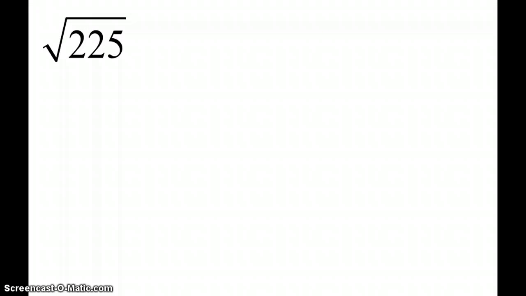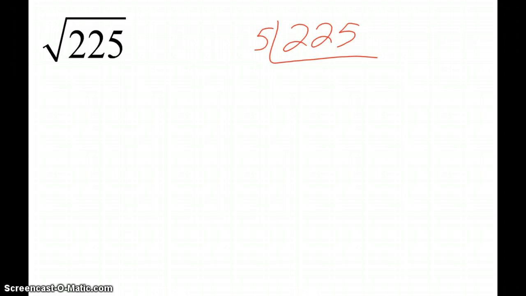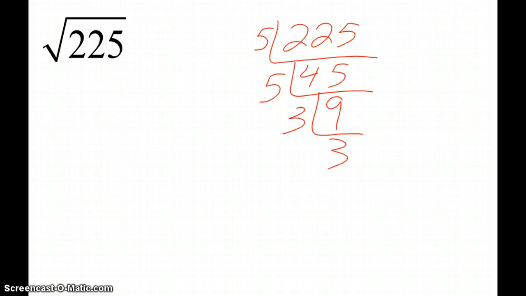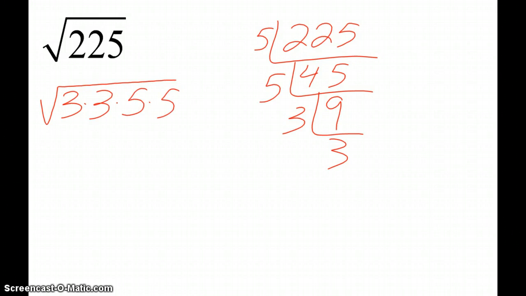225. First thing I have to do is the factor tree for 225. Not going to be able to do this as slick as before, but 5 is going to go into there. 45. 5 goes in there again. 9, and then 3 and 3. So I have the square root of 3 times 3 times 5 times 5.